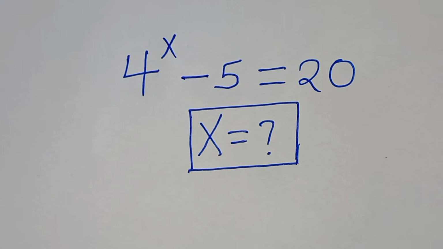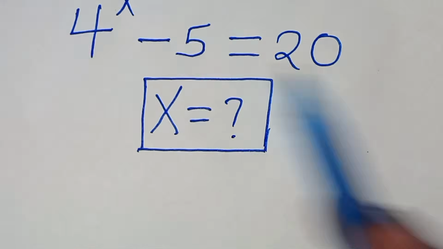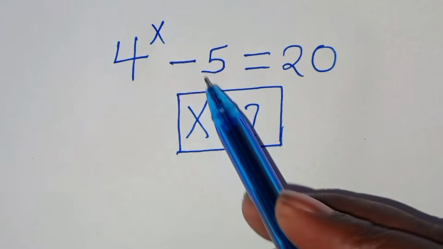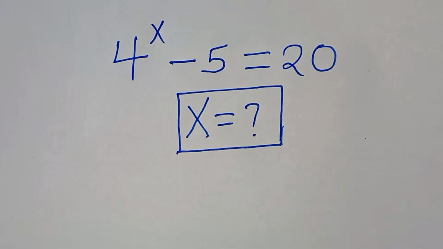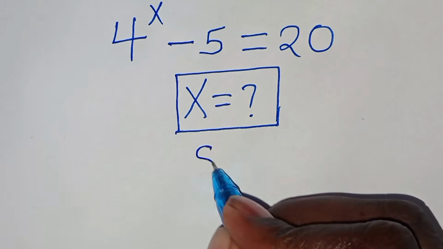Hello everyone, you're welcome to solve this nice exponential equation, which is 4 to the power of x minus 5 is equal to 20. So what is the value of x? Now let's provide a solution from here.